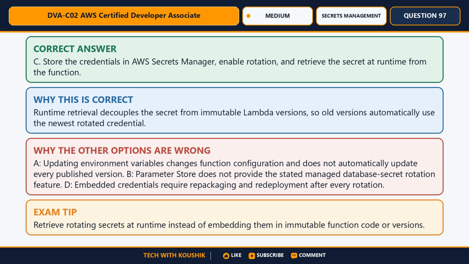A. Updating environment variables changes function configuration and does not automatically update every published version. B. Parameter Store does not provide the stated managed database secret rotation feature. D. Embedded credentials require repackaging and redeployment after every rotation. Exam tip. Retrieve rotating secrets at runtime instead of embedding them in immutable function code or versions.